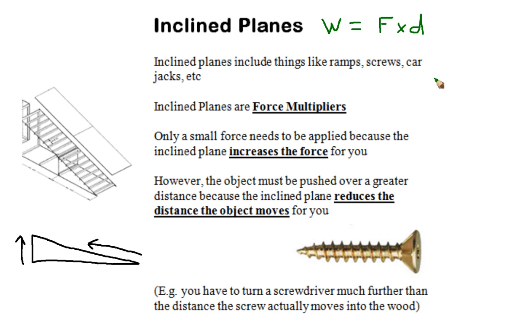What a simple machine can do for us is change the proportion of the force and the distance. So the energy can't change. We can't create or destroy energy, but we can manipulate or trade off our force and our distance here.